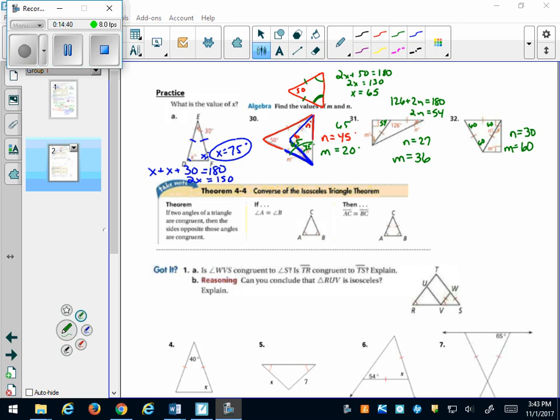Okay, so for 31, you should have gotten n is 27. That's just using this isosceles triangle. And then if you use linear pair here, 126, that would be 54. Then you can use triangle sum to get m as 36.